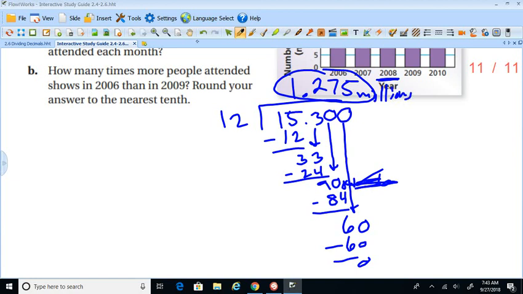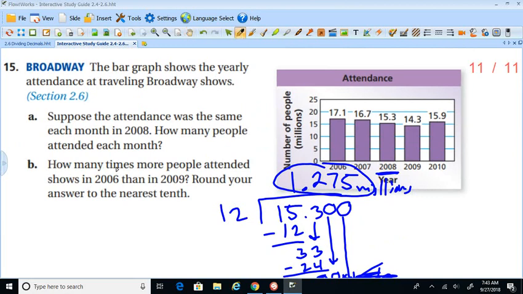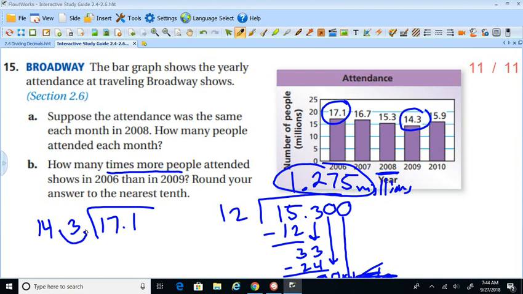And the last section says how many times more people attended in 2006, 17.1 million, than in 2009, which is 14.3 million. To do this, we're going to simply divide 17.1 divided by 14.3. Again, we have to get rid of the decimal in our divisor, so multiply by 10. And that means also multiply this by 10. And really, it's just 171 divided by 143 at this point. You'll go ahead and solve that. You'll end up with 1 point something as you finish it out. And it'll be 1 point something times greater.